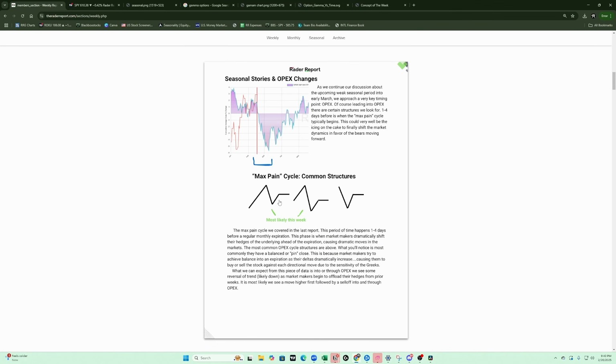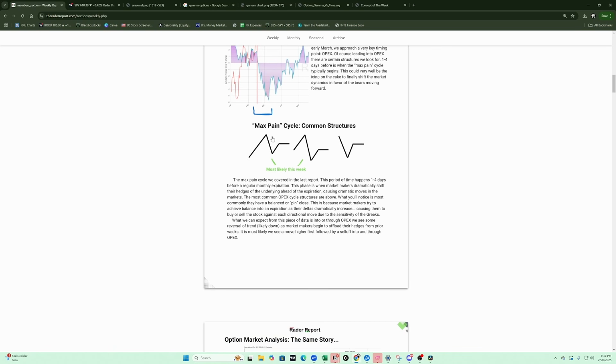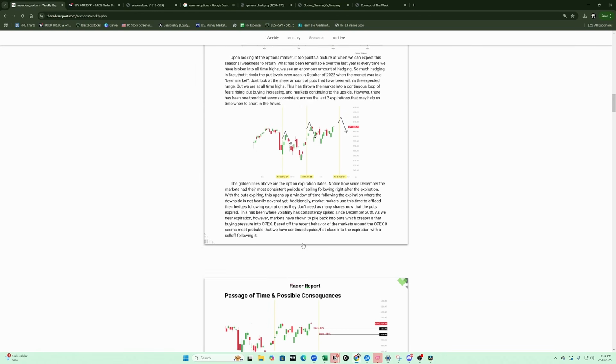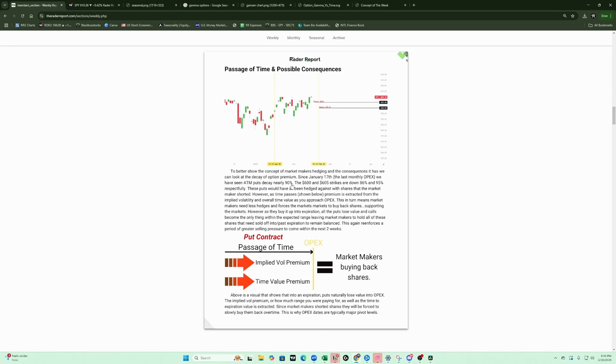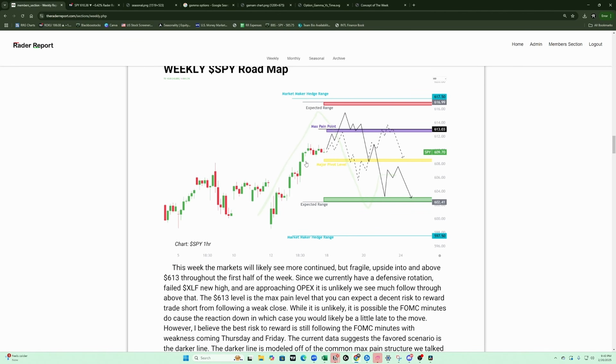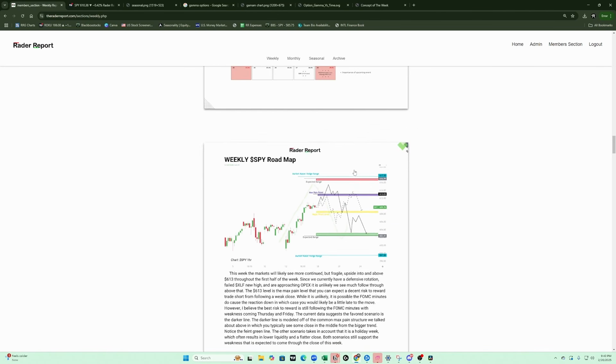That is what we traded on. We wanted to see a sell-off this week to initiate that, and then we expected some sort of bounce close. So you see max pain common structures, most likely this week was going to be this, boom, and then a close in the middle. If you look at the SPY chart, you'll notice that we talked about this as well right here. We said, look, you're most likely to see some sort of pump, drop, and then some sort of close in the middle. This was kind of the estimated close.